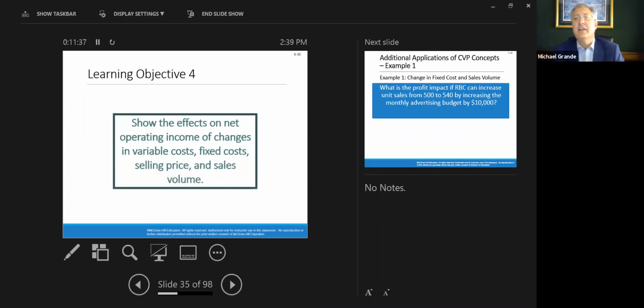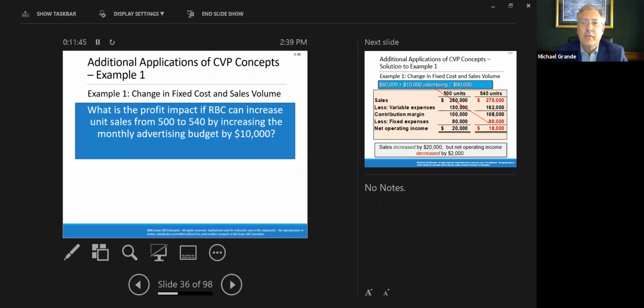Show the effects on net operating income of changes in variable cost, fixed cost, and selling price and sales volume. Change in fixed cost and sales volume. What is the profit? What's the profit impact if RBC can increase unit sales from 500 to 540 by increasing the monthly advertising budget by $10,000?